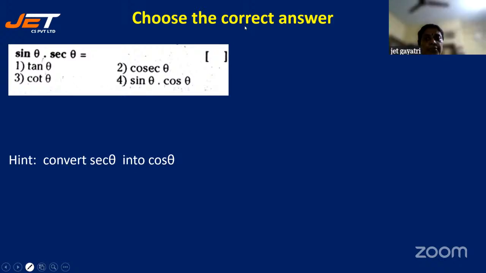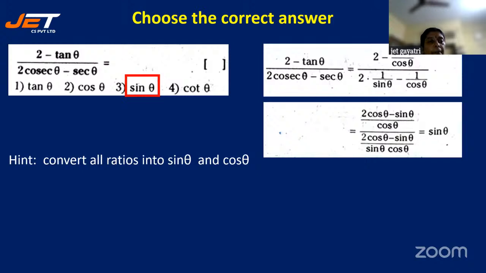All right, fine. So now we have sin theta. See, the earlier sum, isn't it? We have (2 minus tan theta) by (cosecant theta minus secant theta). Now what we need to do is convert everything in terms of sine and cos.